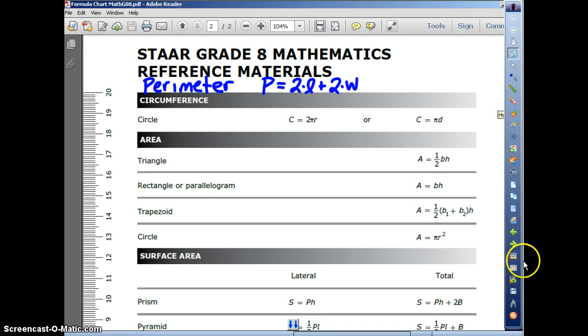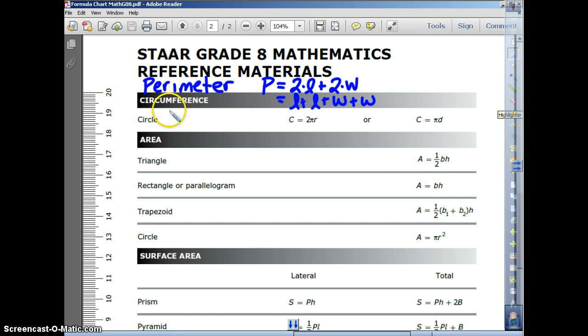One thing I noticed about the back side of your formula chart is that they don't have perimeter on here anymore. So go ahead and write in perimeter. Perimeter is 2 lengths plus 2 widths, 2 times the length plus 2 times the width. Or it's length plus width if you want to write that in. I think everyone knows how to calculate perimeter.